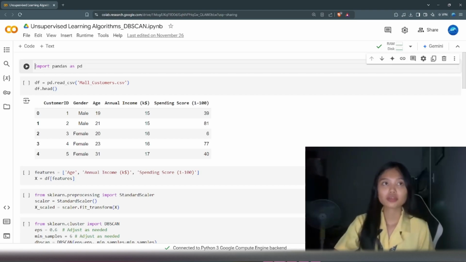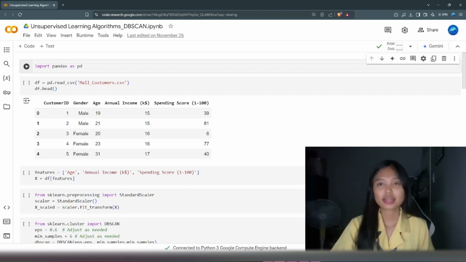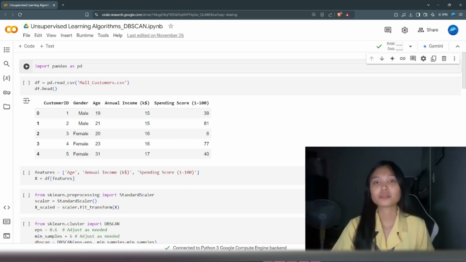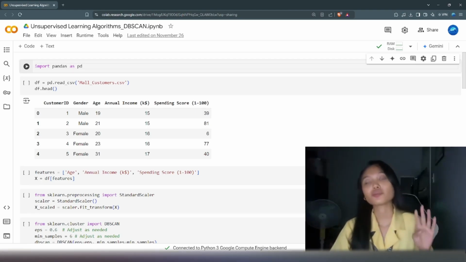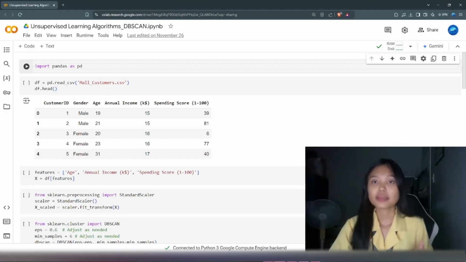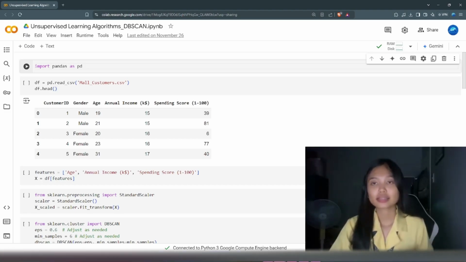First, what is DBSCAN? DBSCAN stands for density-based spatial clustering of applications with noise. It's a method that groups data into clusters based on how close the data points are to each other. What makes DBSCAN special is that it finds clusters of any shape and it automatically detects outliers or noise, or the points that don't fit into any group.